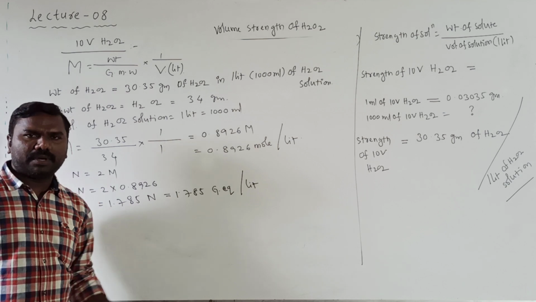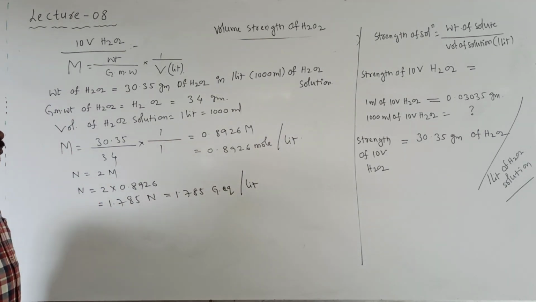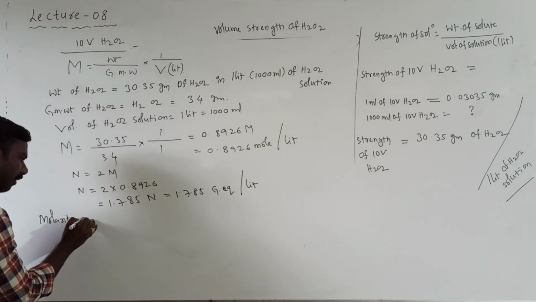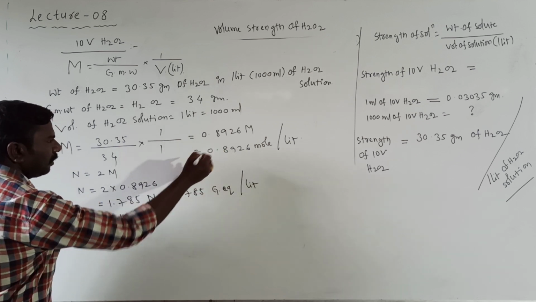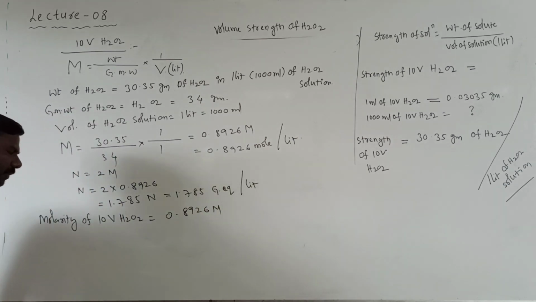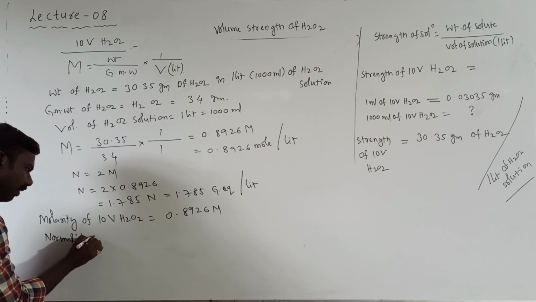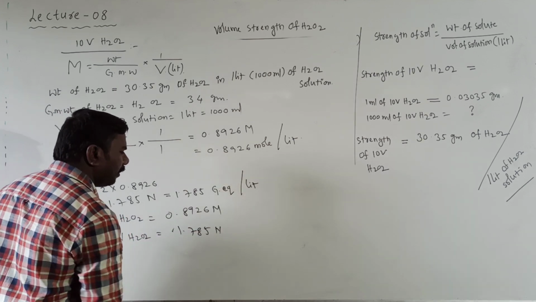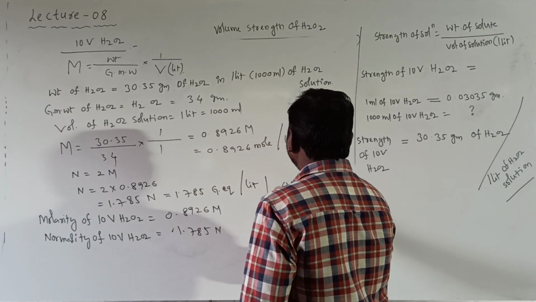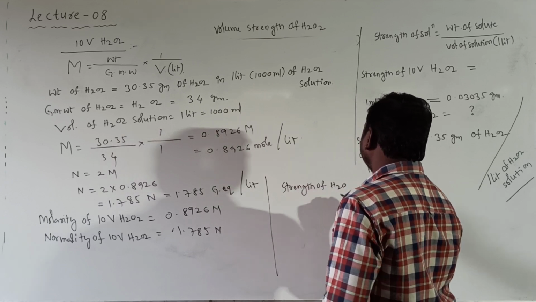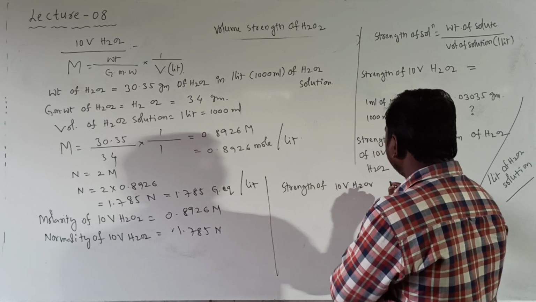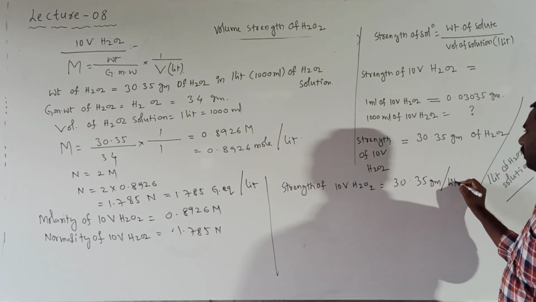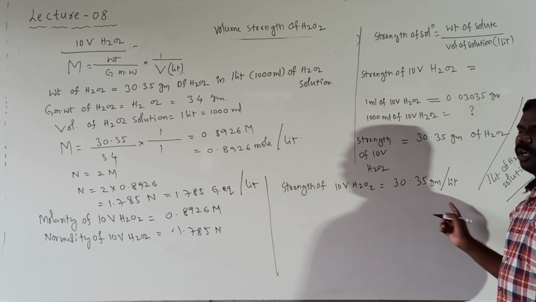Moles per liter is the molarity unit. And you have to remember always a few points, very, very important. Now the first one is molarity of 10 volume H2O2. It is equal to 0.8926 molar. Normality of 10 volume H2O2 solution is equal to 1.785, right? Similarly, strength of 10 volume H2O2 is equal to 30.35. Clear all of you? Grams per liter.